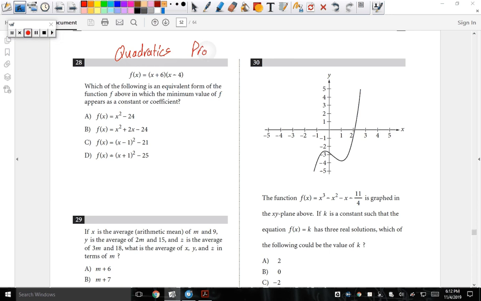So the parabola on this, what this question is asking is, which of the following is an equivalent form of function f above in which the minimum value of f appears as a constant or a coefficient? Okay. So looking at this, if I were to graph it, this is how we do this.